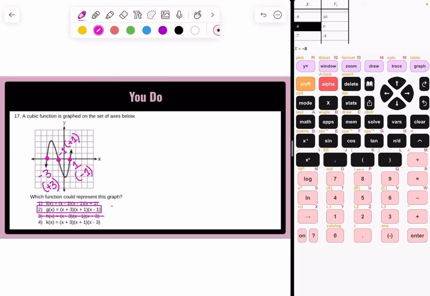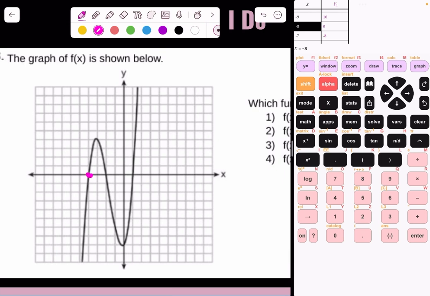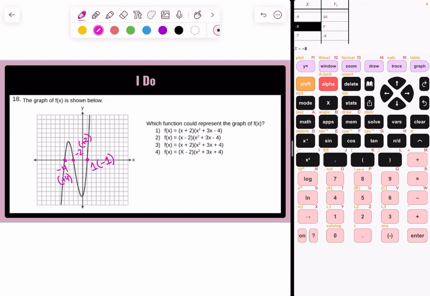All right, number 18. The graph below, which one could represent this? Let's see. Here we have negative 4, so we get positive 4. Here we have negative 2, so in parentheses, we'd have a positive 2. And here we have 1, so in parentheses, we would have a negative 1. All right, x plus 2. Get rid of answer choice 2. Get rid of answer choice 4.